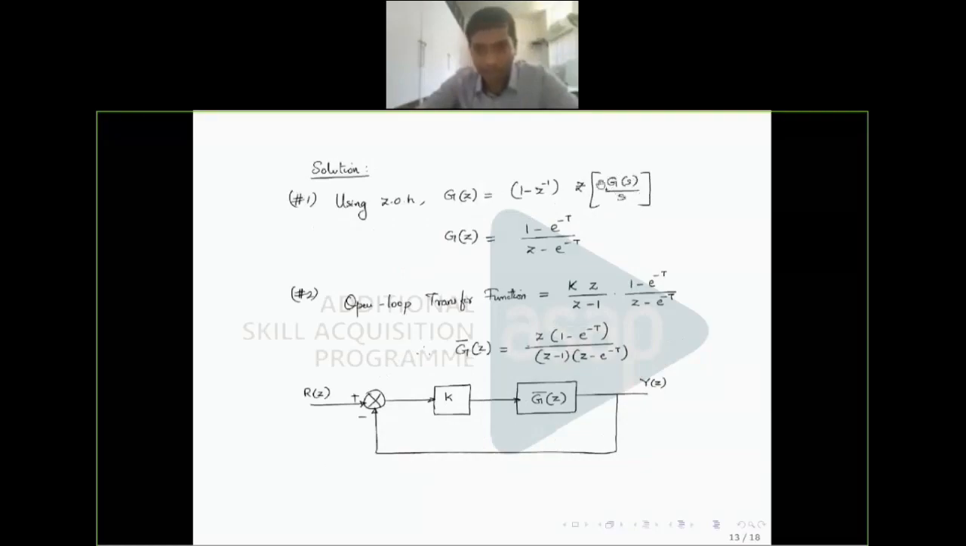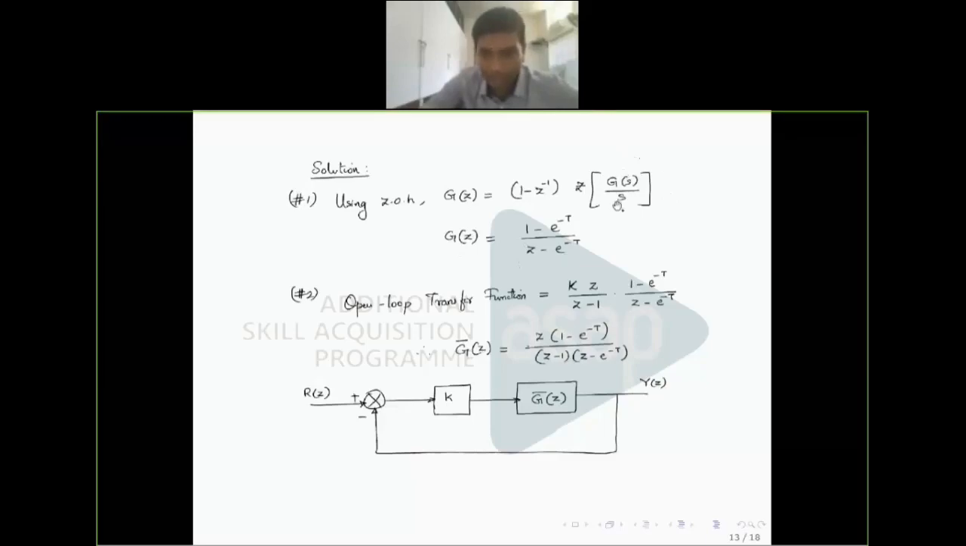You divide it by s, G(s)/s, take the Z transform of G(s)/s, and multiply it with 1 minus z inverse. You will obtain the discrete equivalent, or zero order hold equivalent, of the continuous time plant. So using that, if you do some mathematical operations, you will come up with the discrete equivalent of the continuous time plant as G(z) = (1 - e^(-T)) / (z - e^(-T)). So I encourage you to work on this.